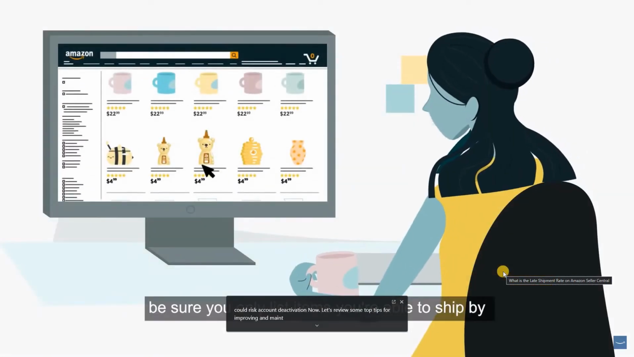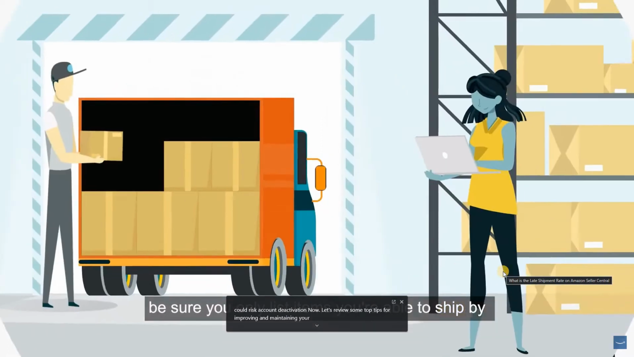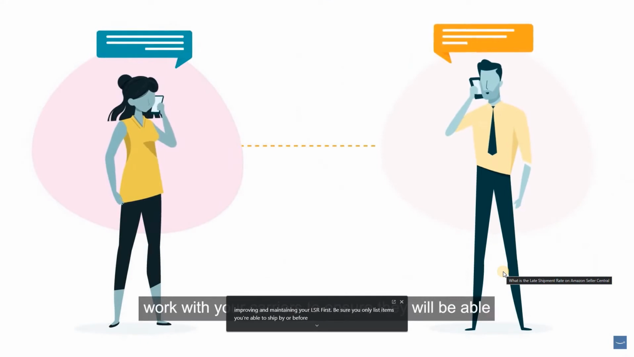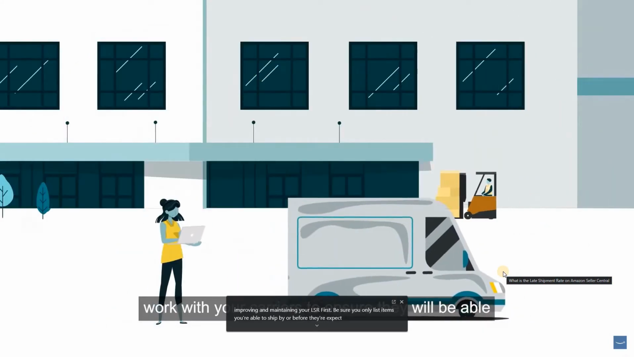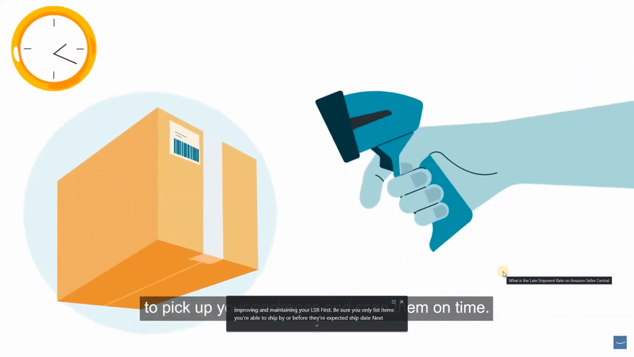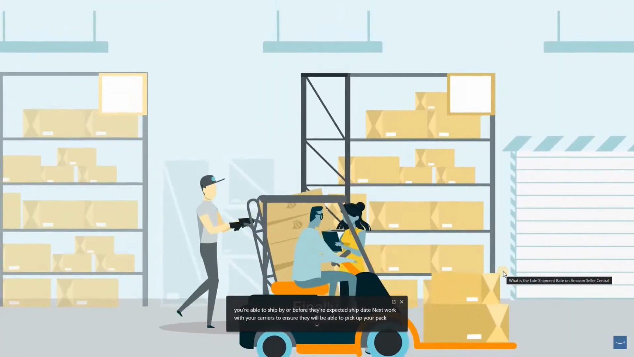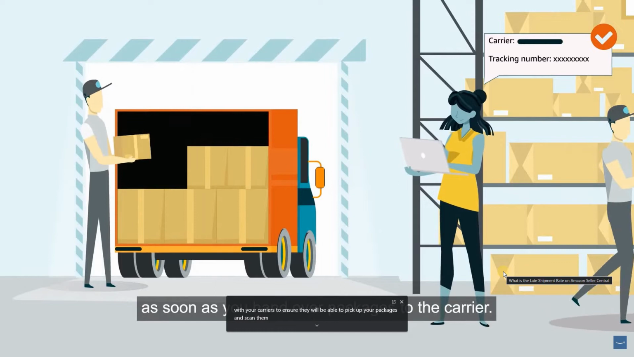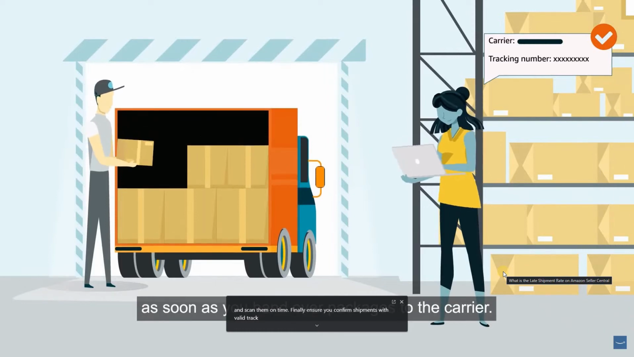First, be sure you only list items you're able to ship by or before their expected ship date. Next, work with your carriers to ensure they will be able to pick up your packages and scan them on time. Finally, ensure you confirm shipments with valid tracking information as soon as you hand over packages to the carrier.